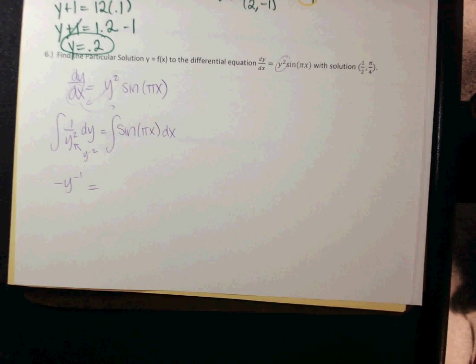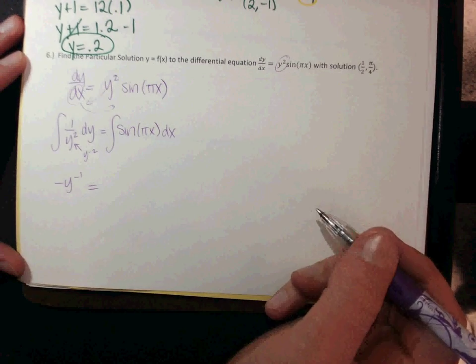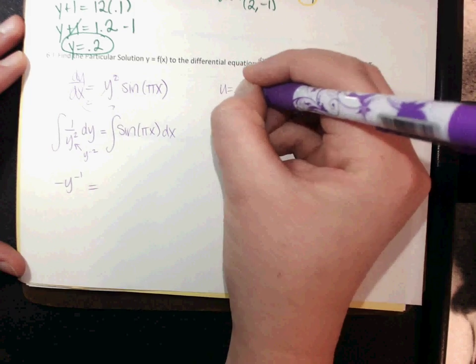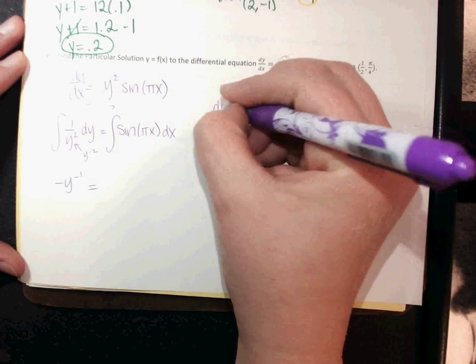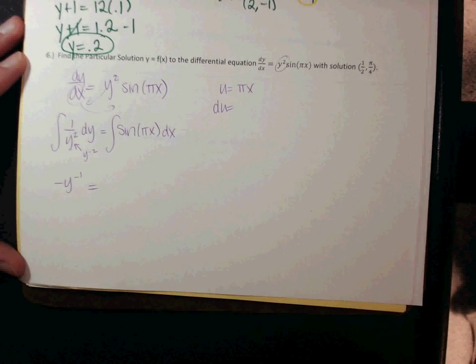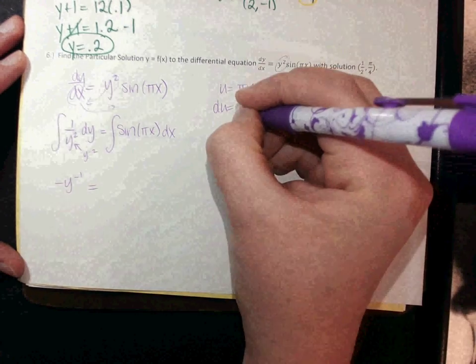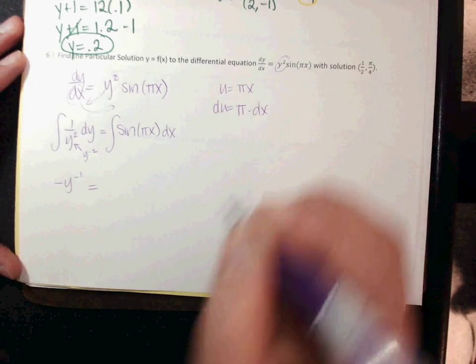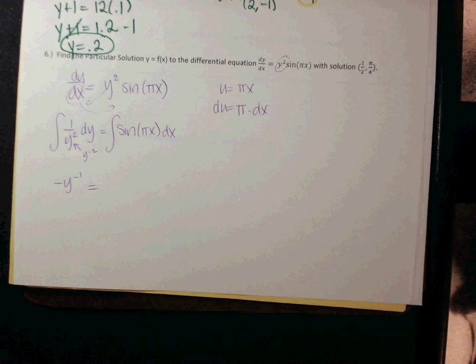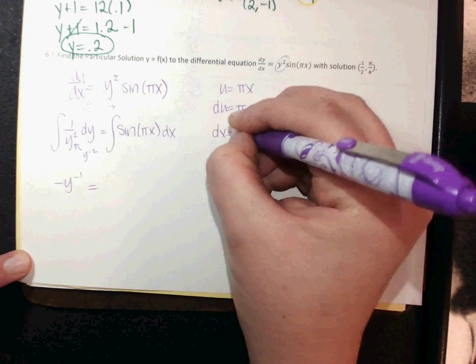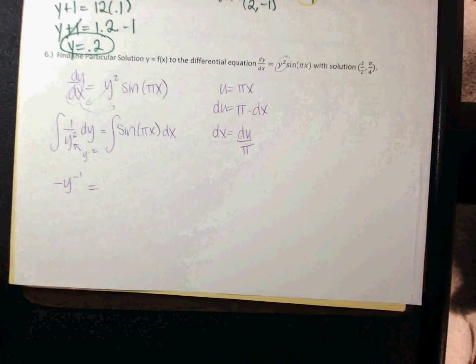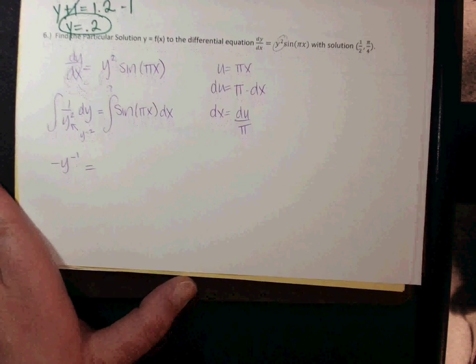Okay, other side. When I integrate sine of pi x, what method will you need to use? Use substitution. So if u is pi x, what does that make du, which is the derivative of pi x? Pi dx. Very good. Then I need to solve for dx. So dx is going to be du with a pi on the bottom. So far, so good?